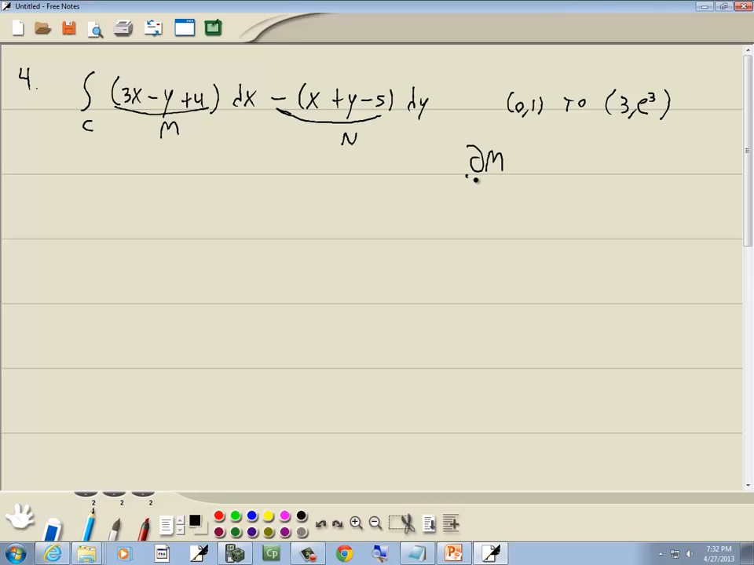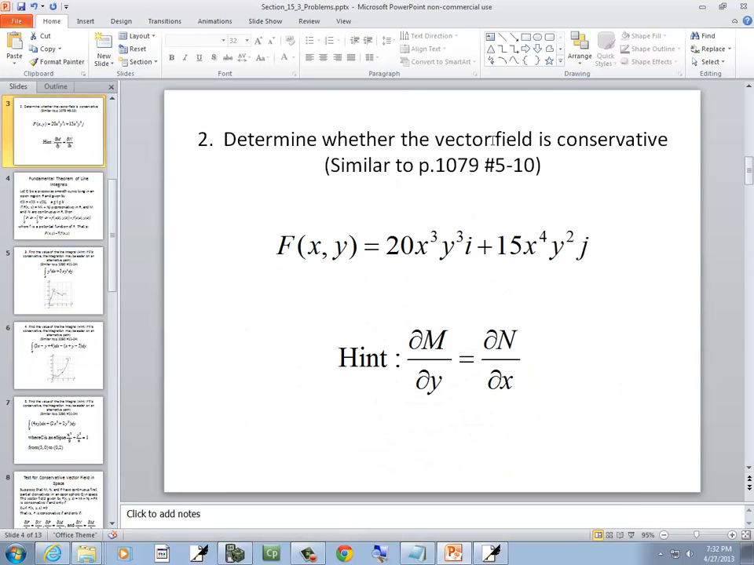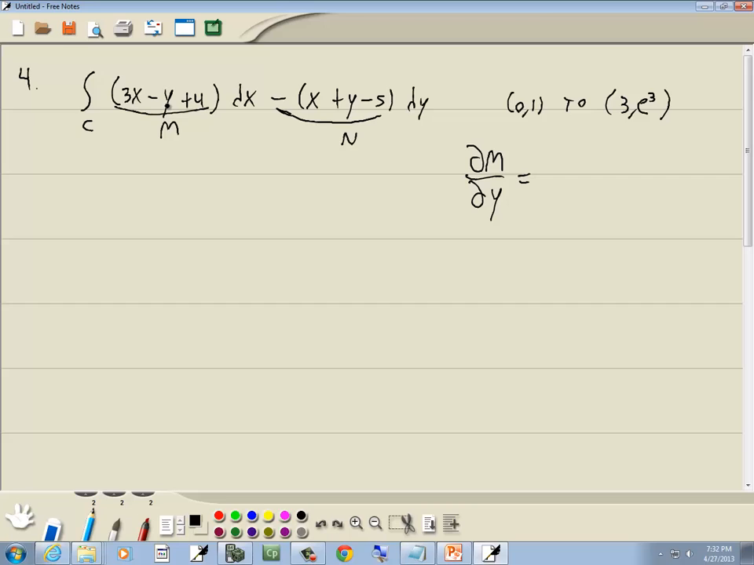So partial of m with respect to y. This is what we're checking here, the formula at the bottom. Well, the partial derivative with respect to y gives us negative 1. Partial of n with respect to x. Well, the derivative of x is 1, but remember we have the negative out in front, so that gives us negative 1. So, yes, we can use the fundamental theorem here.